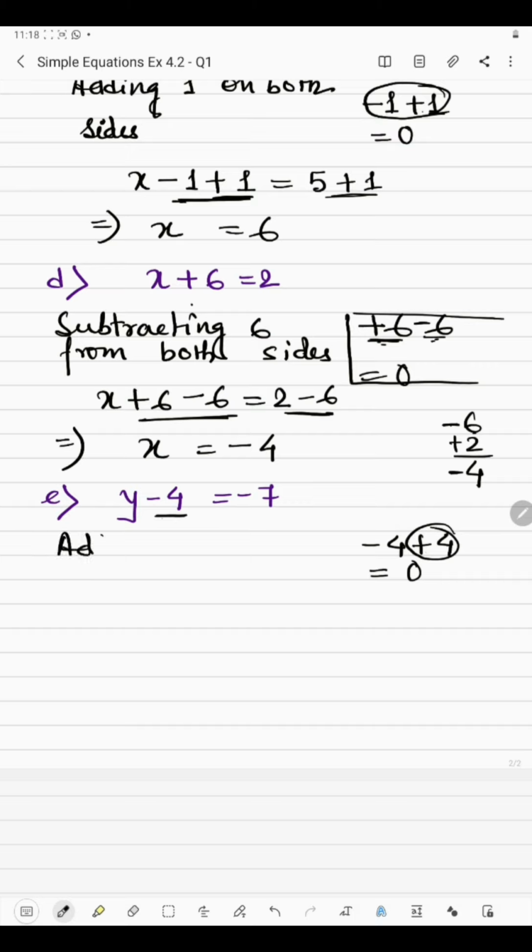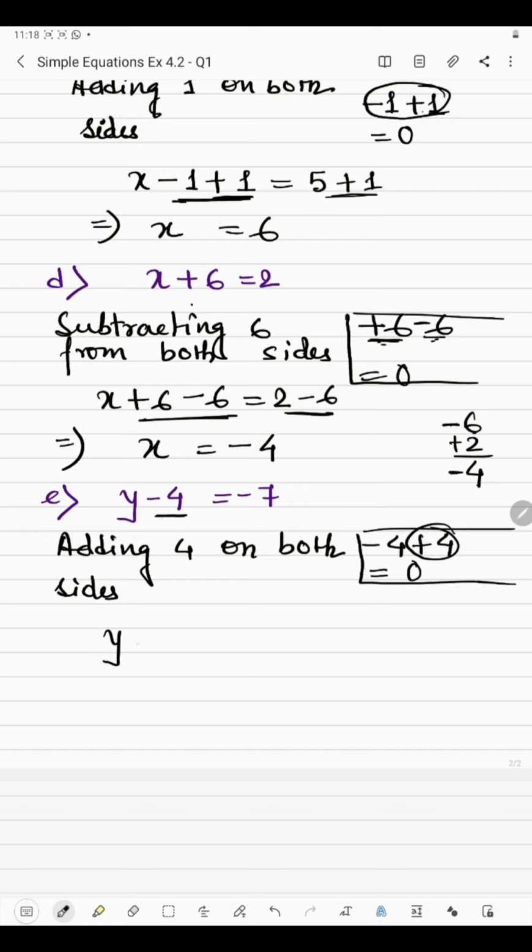So we'll write adding 4 on both sides. If you add 4, then it will become y minus 4 plus 4, and on the right hand side we have minus 7, so plus 4 is to be added to minus 7. Now this part will become 0 because 4 minus 4 is 0, so it will be y.